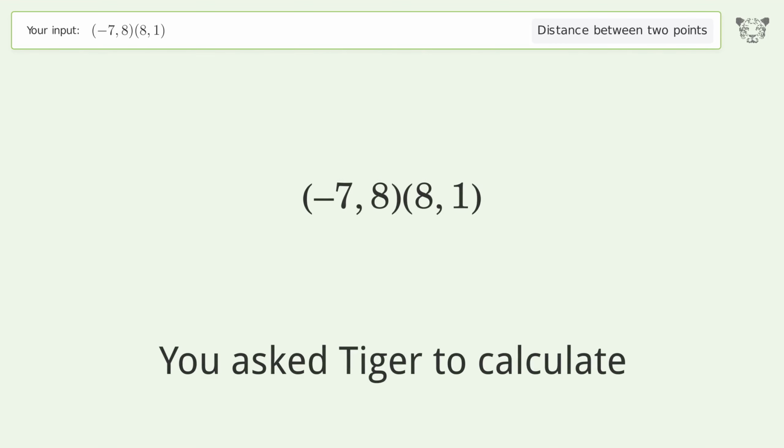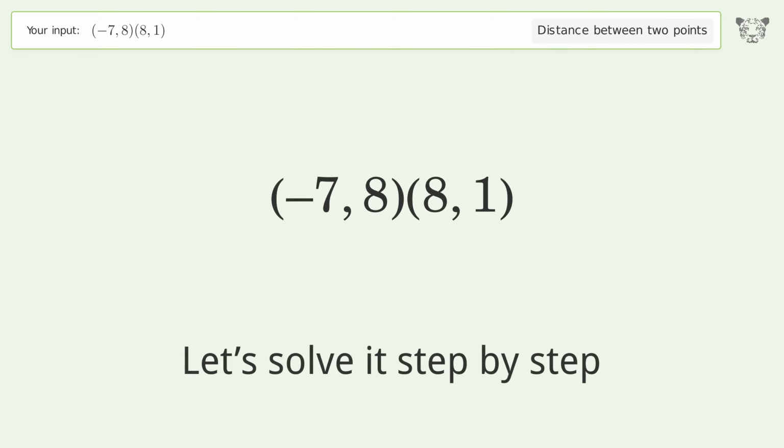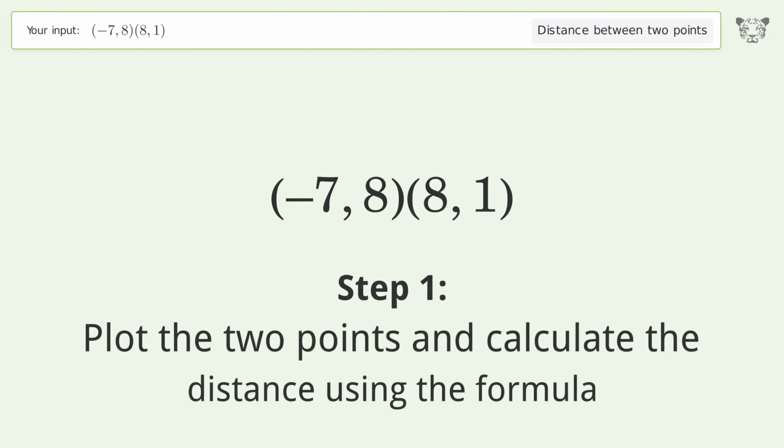You ask Tiger to calculate. This deals with the distance between 2 points. The distance between the 2 points is the square root of 274, or 16.553. Let's solve it step by step. Plot the 2 points and calculate the distance using the formula.